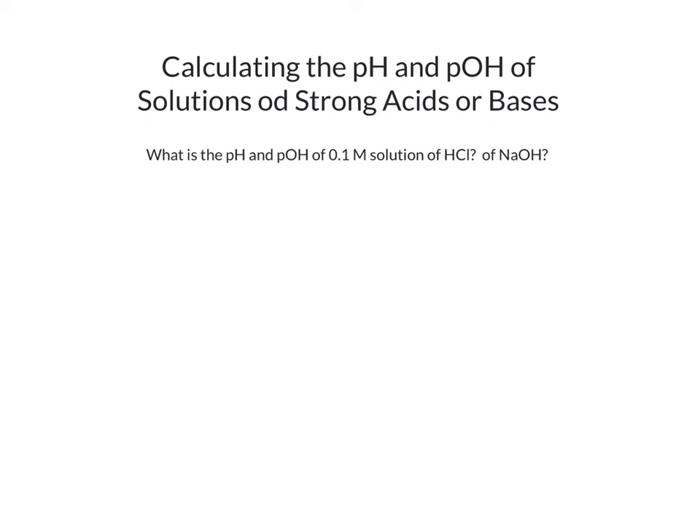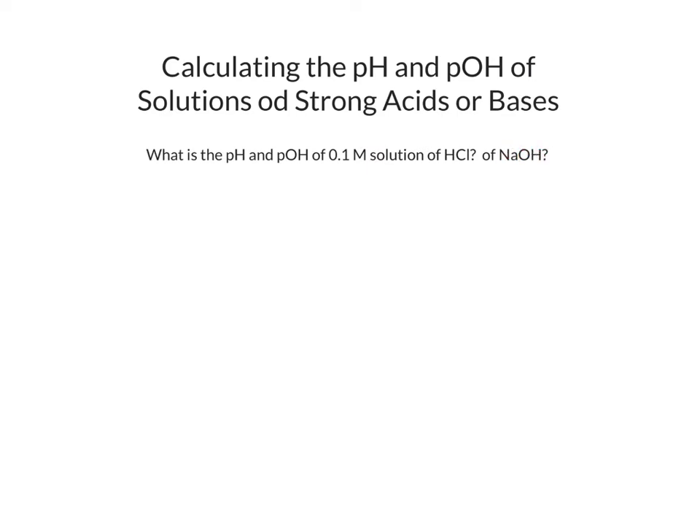Let's use our knowledge of acid-base chemistry to see if we can calculate the pH and the pOH of some solutions of acids and bases. So in this problem, we're going to find the pH and the pOH of a 0.1 molar solution of HCl and then also a 0.1 molar solution of sodium hydroxide.